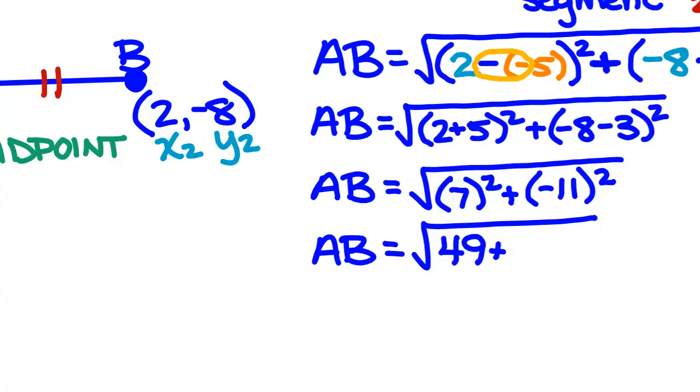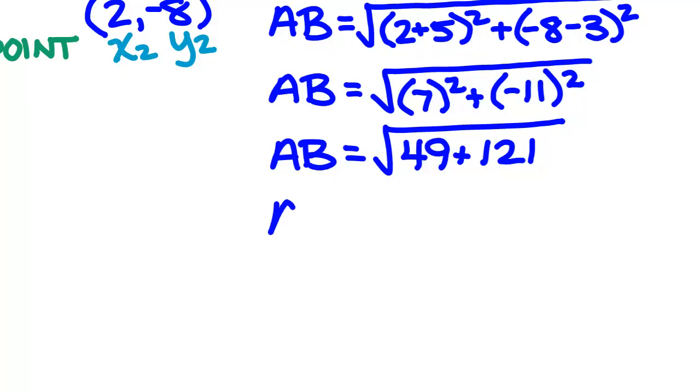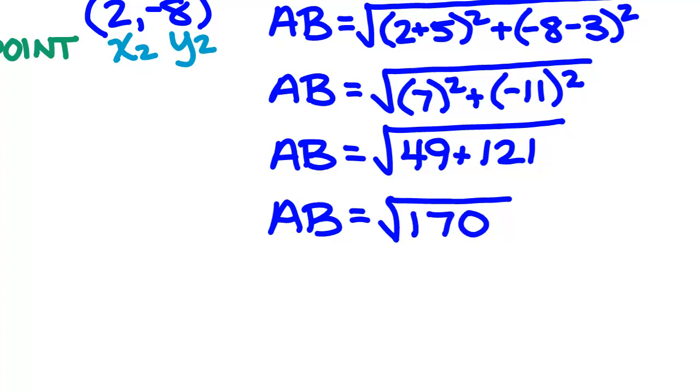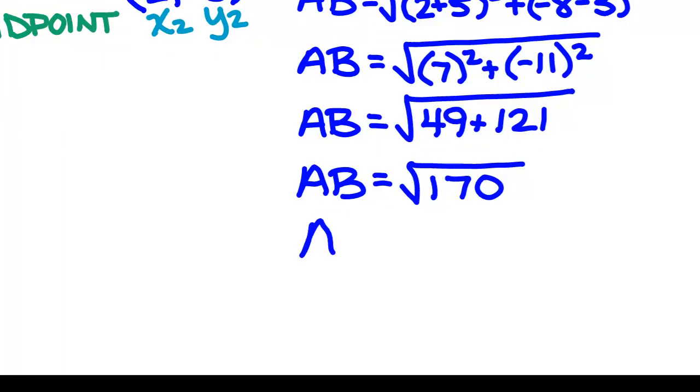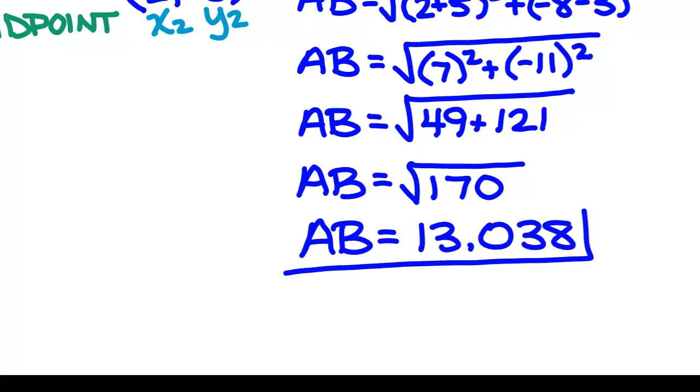Plus, what is -11 squared? Careful. 121. Make sure you're getting positive numbers when you square something. Even if your calculator tells you it's a negative, I need you guys to know that when you square something, it should be giving you a positive, so you write down the positive number. What is 49 plus 121? 170. So we have the square root of 170. What is the square root of 170? 13.038. There's our first answer.